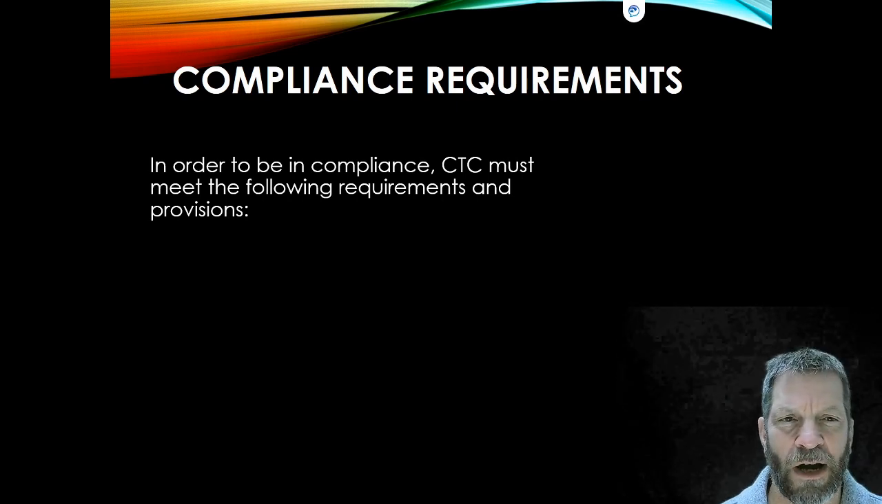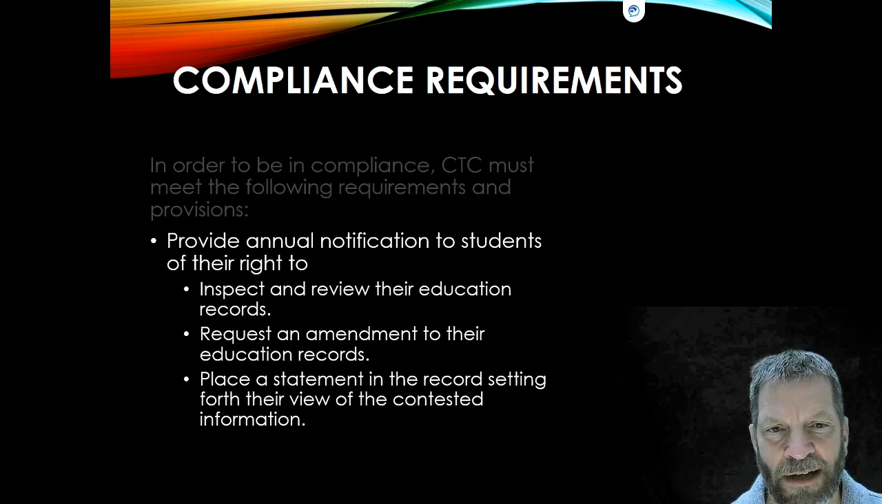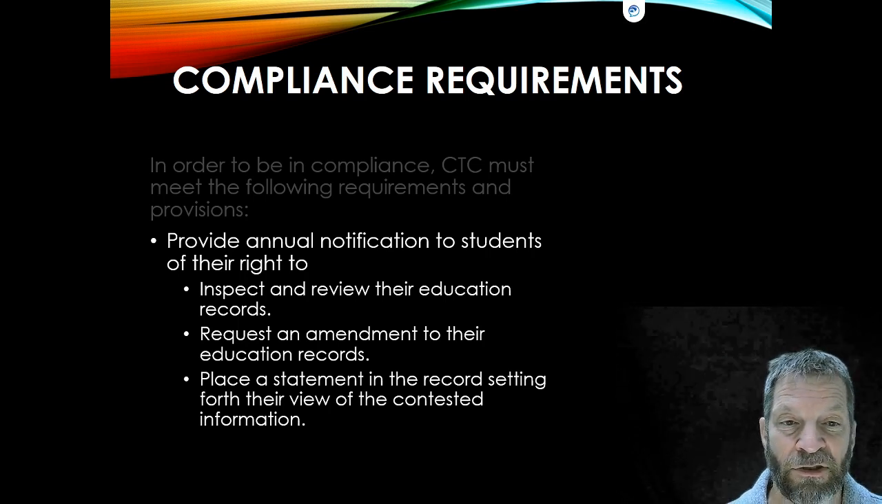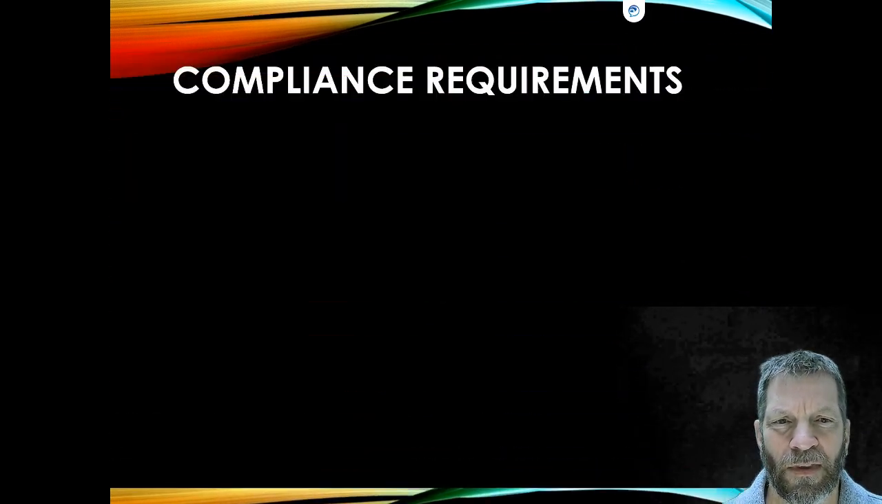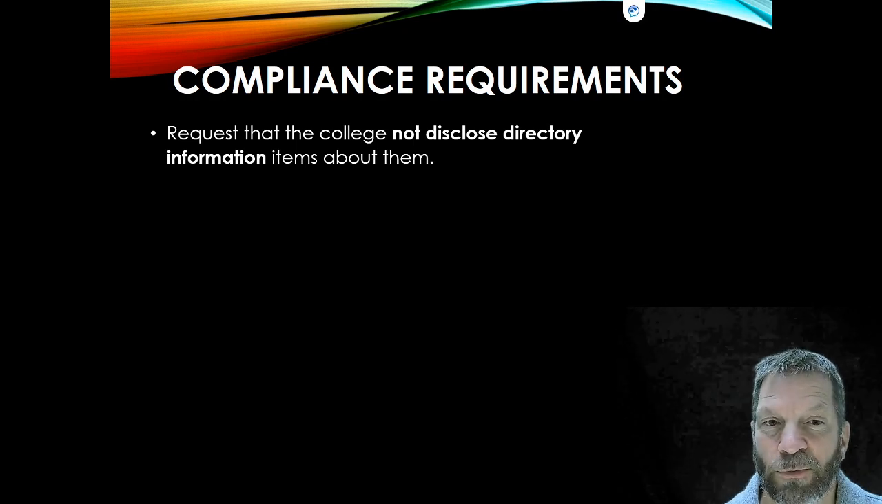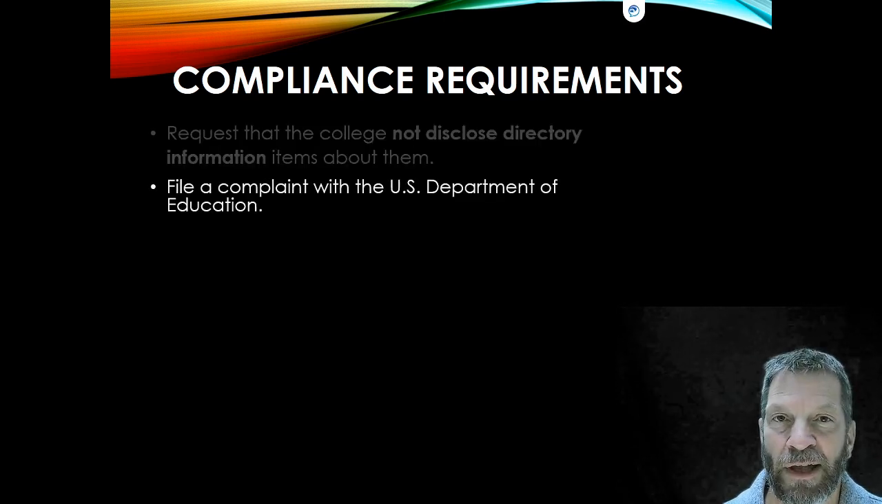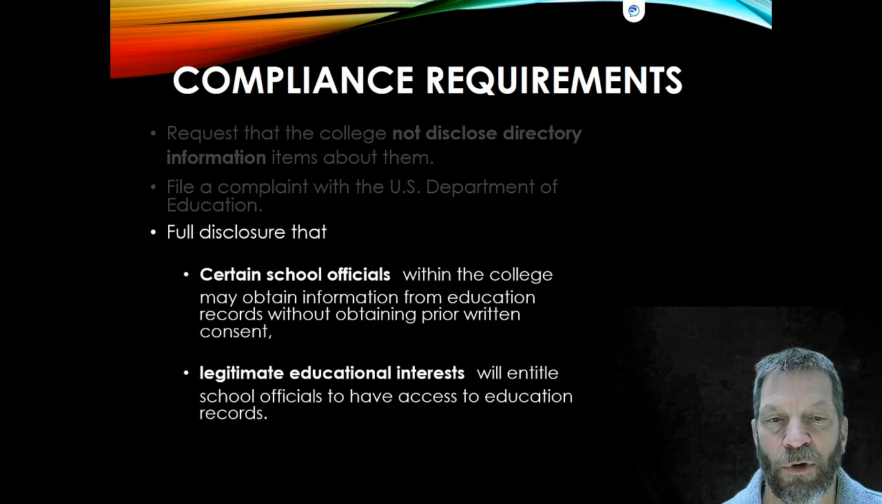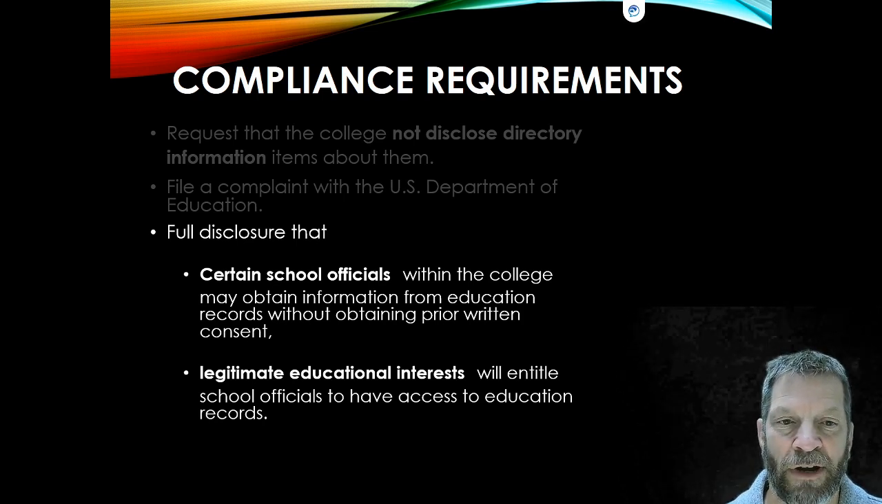CTC has certain compliance requirements under FERPA. In order to be in compliance, CTC must meet the following requirements and provisions. We must provide annual notification to students of their right to inspect and review their records, request to amend their educational records, and place a statement in their records setting forth their view of the contested information. We must also let them know that they have the right to request that the college not disclose any directory information about them. They have the right to file a complaint with the U.S. Department of Education. And we must give them full disclosure that only certain school officials will be granted access to their education records.